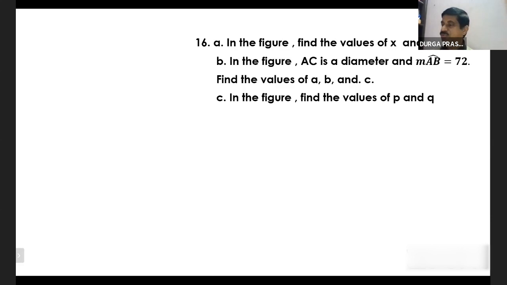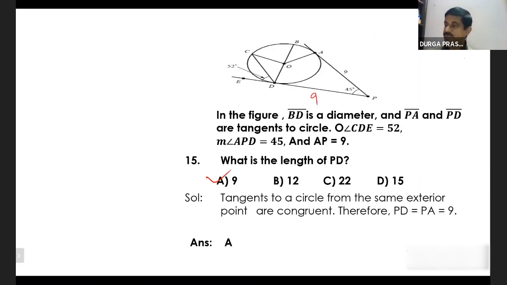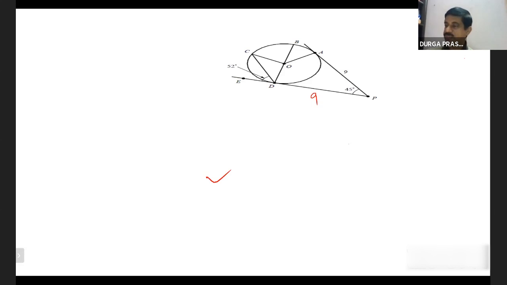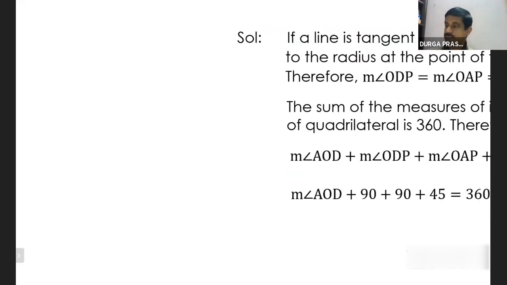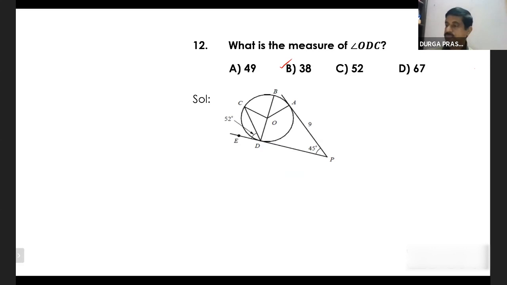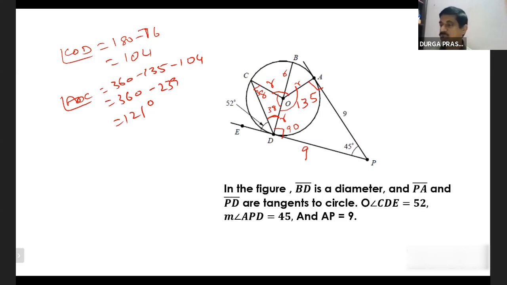Okay. Look at this. In the figure, find the values of X and Y. Okay, better go to the first page and note all the points. That is very important. Then again, we'll come back to the next question. Yeah, this is the page. Please note it first, all, so that we'll get every value.